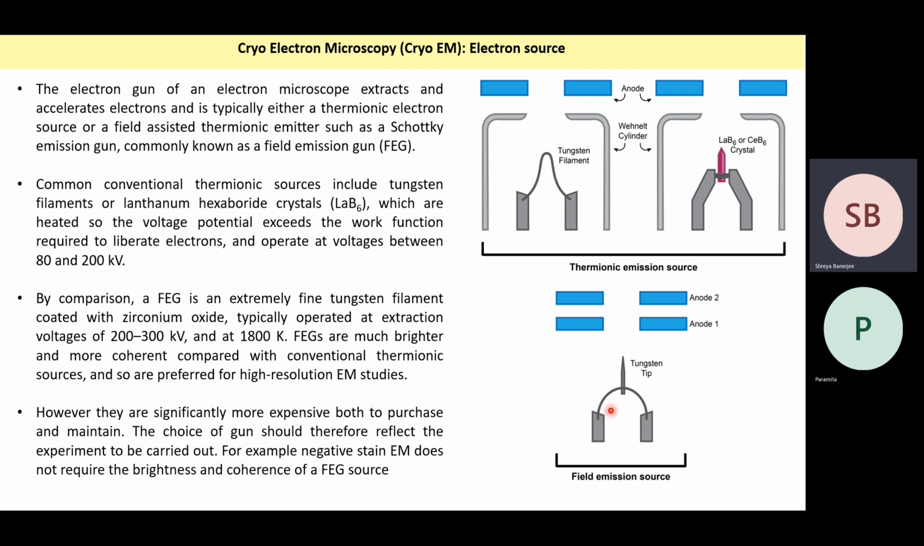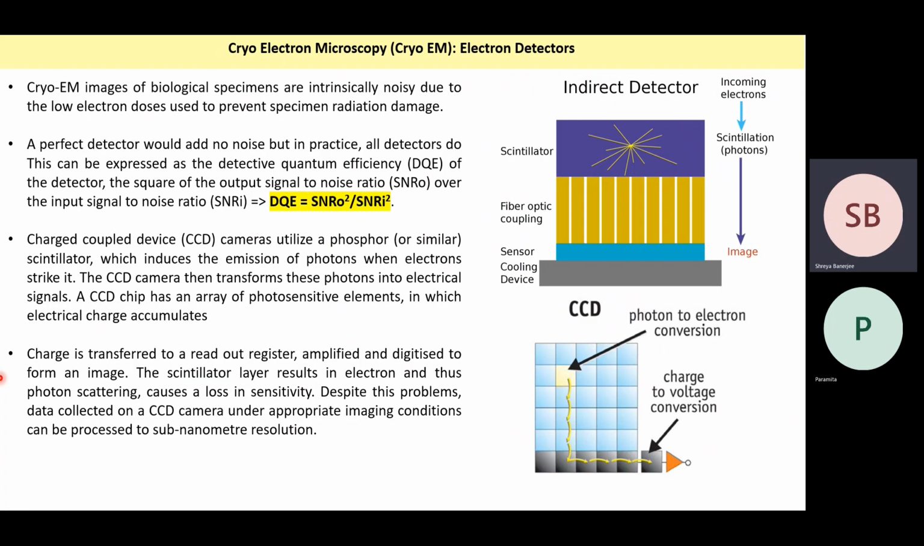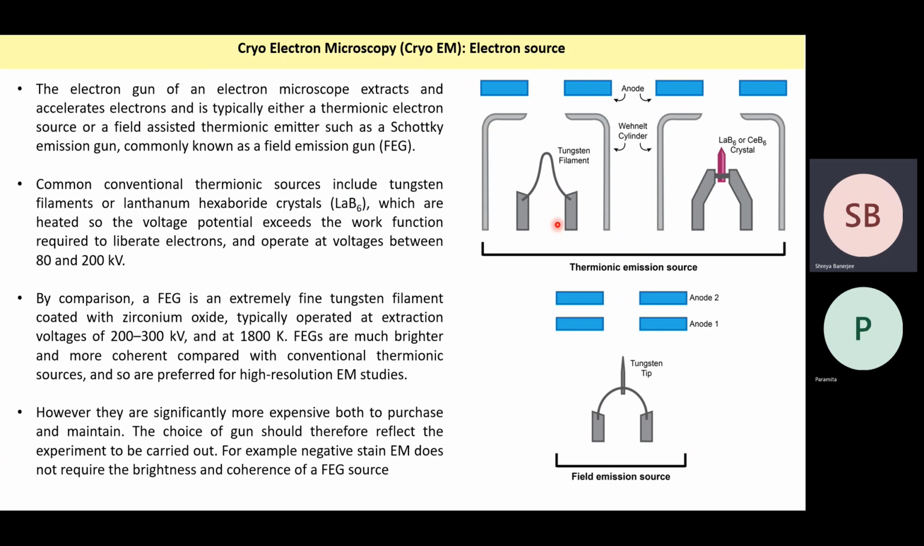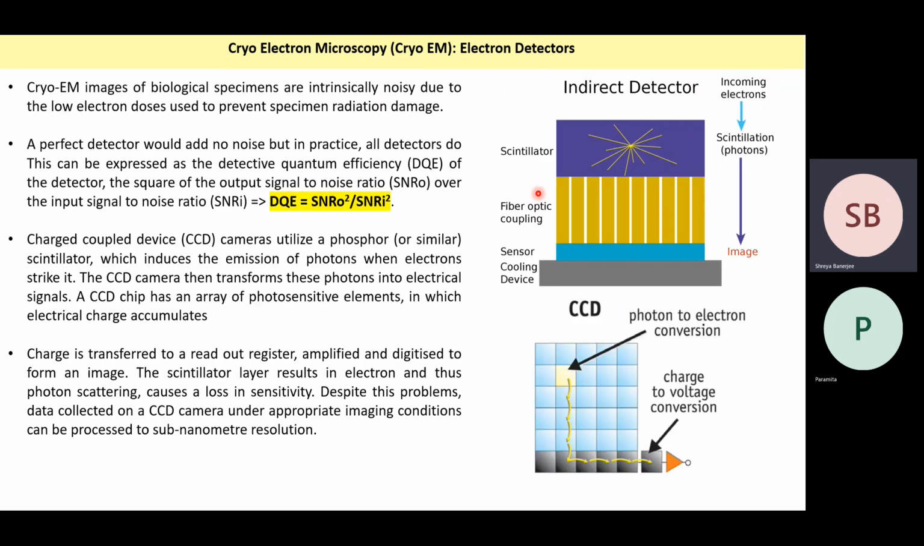So the choice of the gun should be according to the experiment. For example, if negative staining is done, then you already get a high resolution image, so you don't need the field emission source. But if you're doing vitrification, then a field emission source is required. Once the electrons are generated, they pass through the electromagnetic fields, through the sample, and finally reach a detector which will detect and form the image.